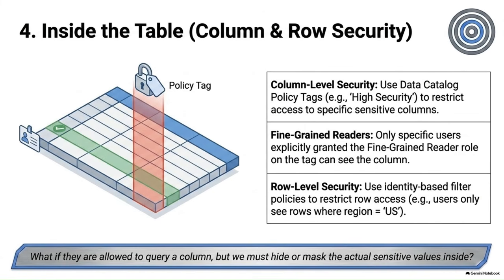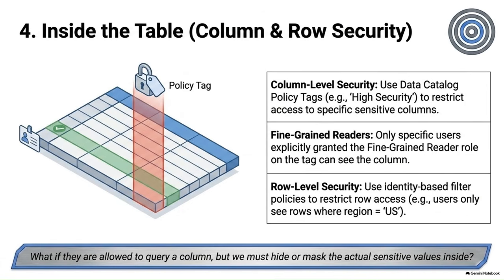Then there are fine grained readers. Only specific users explicitly granted a fine grained reader role can see the tagged column. So you can create tags, and those tags can be assigned to particular users. Then talking about row level security: if you have 100 rows, out of which 5 rows are for India and 5 rows are for US, and you want that only people in US should see the US data, this is row level security.